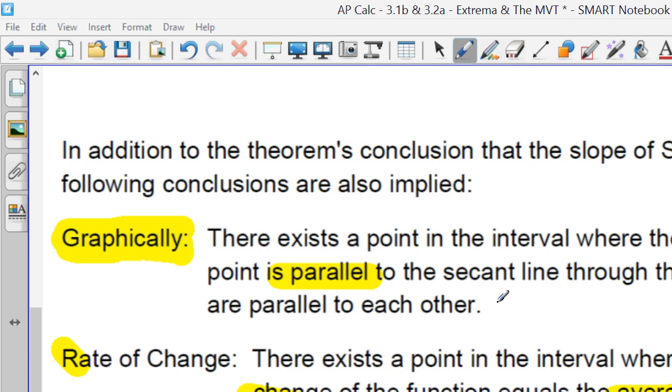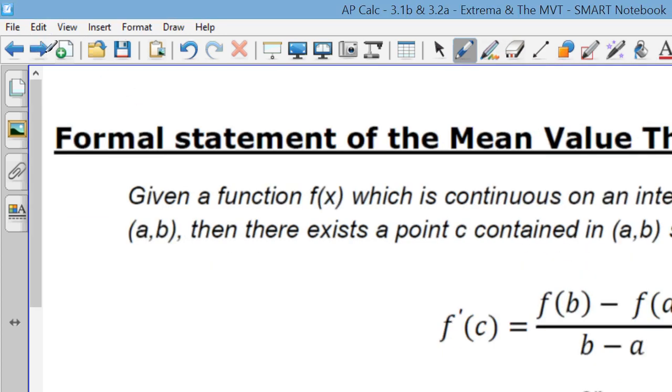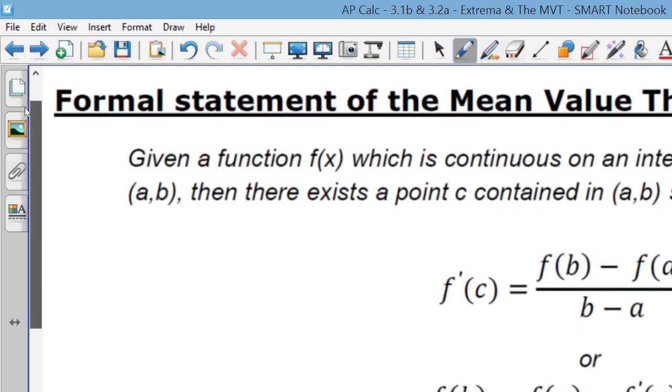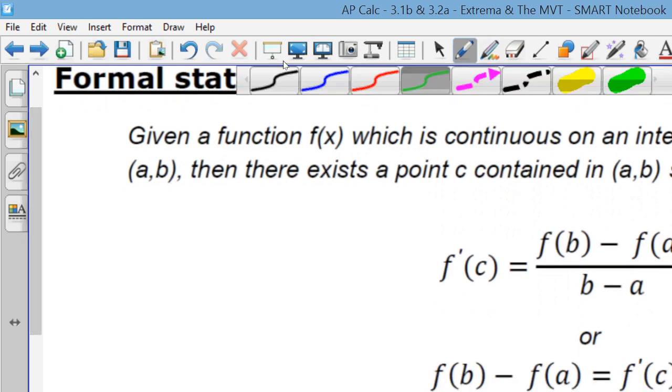Cool. So we're in pretty good shape right now. So that's what the mean value theorem is. So now what do we do with it? Here's the formal statement of it, okay? So you can see here what's going on.